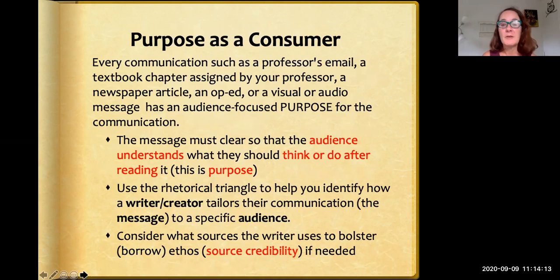Every communication, such as a professor's email, a textbook chapter assigned by your professor, a newspaper article, an op-ed, or a visual or audio message, has an audience-focused purpose for the communication. The message must be clear so that the audience understands what they should think or do after reading or receiving it. This is purpose. Use the rhetorical triangle to help you identify how a writer or creator tailors their communication, the message, to a specific audience. Consider what sources the writer uses to bolster or borrow ethos, source credibility, if needed.